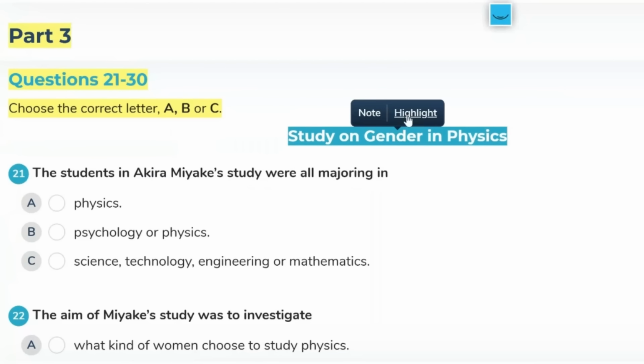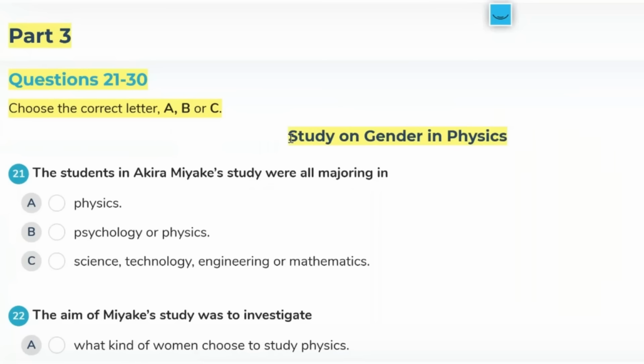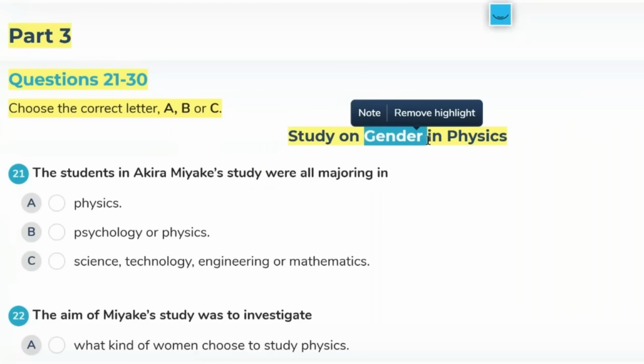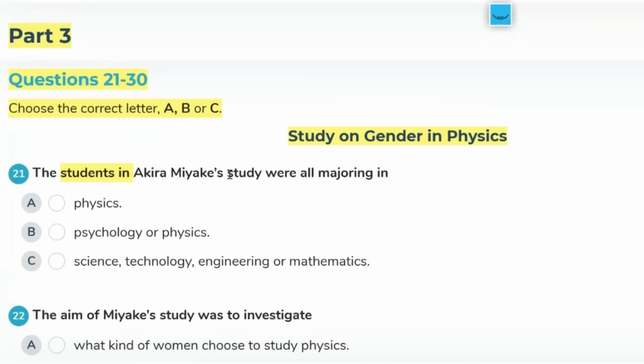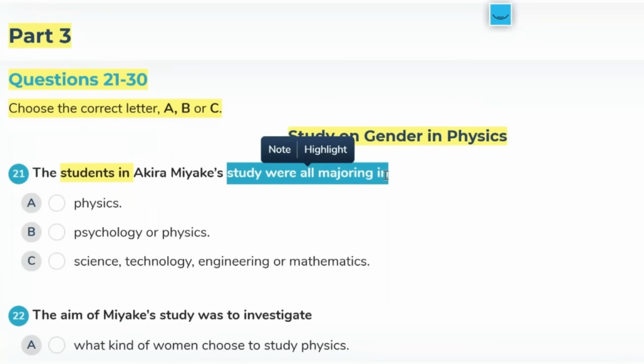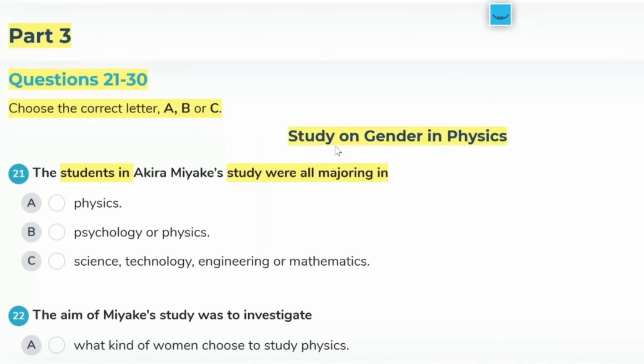Study on gender in physics. Study means research, gender means male female, and physics is a subject. So there is a research on males and females who study physics. The whole thing is about this study. Now they say students in the Akira Miyake study. Forget about Akira Miyake, right? Students in the study, in the research, were all majoring in. So what was their major subject? And by the way, all majoring in.